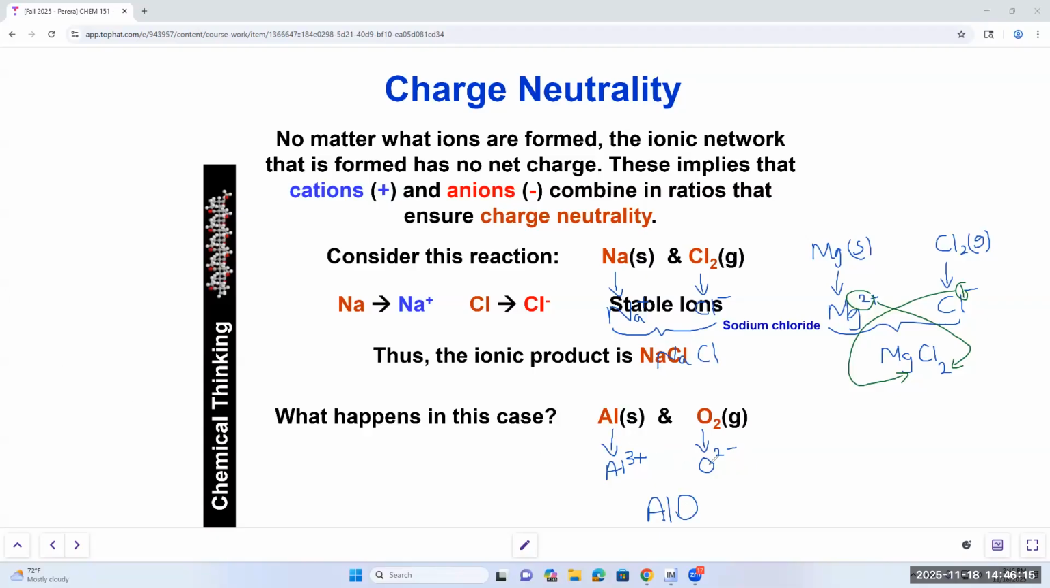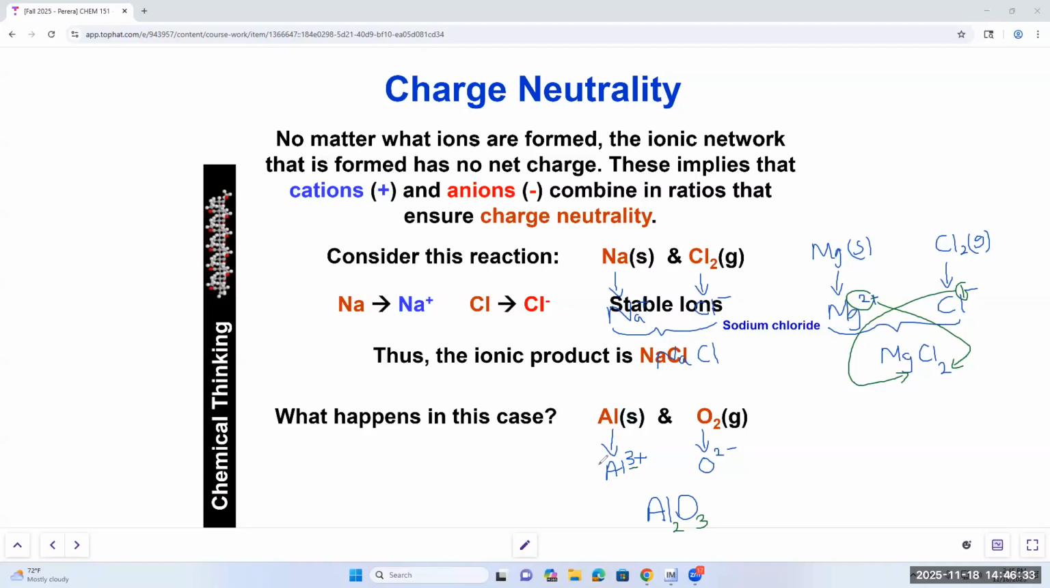So I'm going to swap the charges now. I'm going to write the charge of the anion as the subscript of the cation, and the charge of the cation as the subscript of the anion, and then I get the chemical formula of the ionic compound.